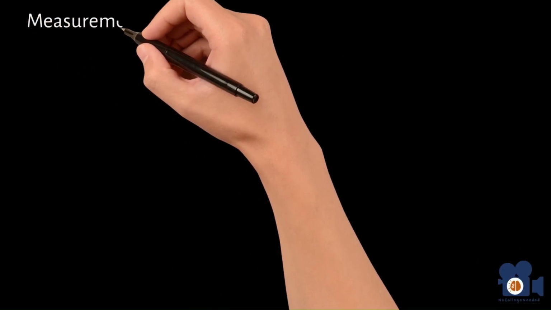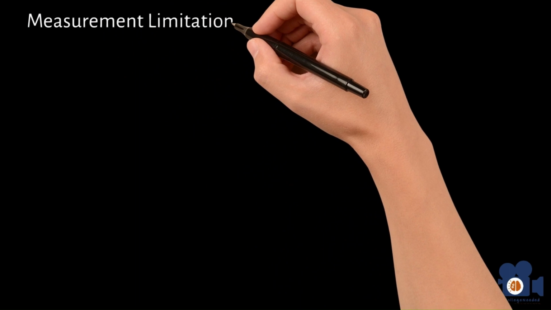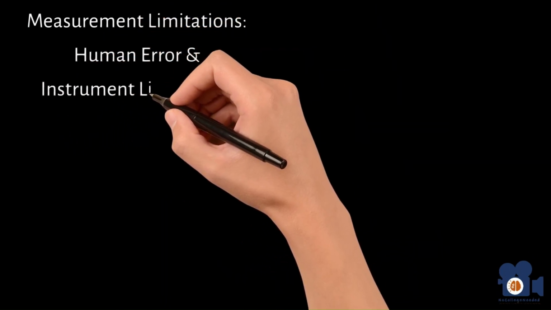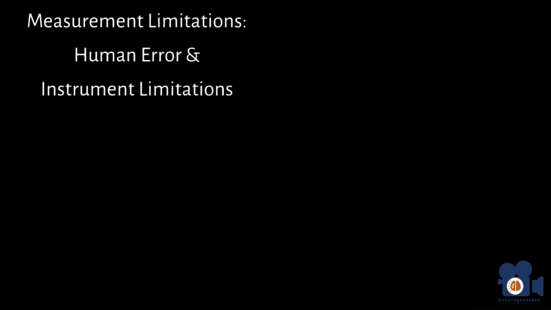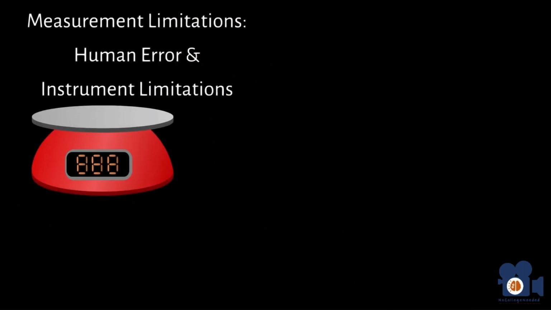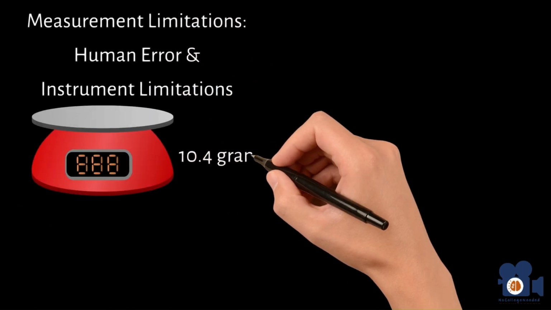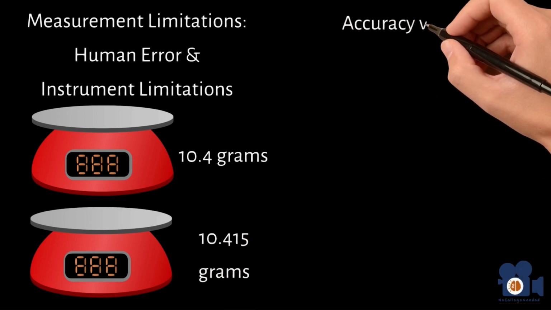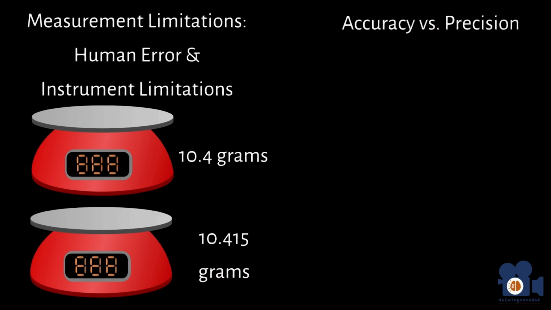With measurements, you inherently have limitations on how exact the measurements are. These limitations are a result of human error and instrument limitations. For example, some scales only measure to 1 decimal point, such as 10.4 grams, while others are more accurate and precise, measuring down to multiple decimal points, such as 10.415 grams. These terms of accuracy and precision can be used in the discussions of measurements.